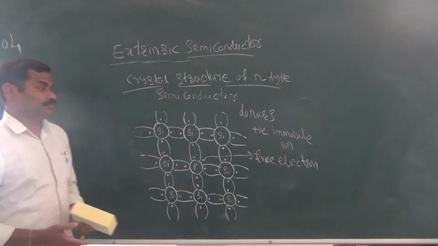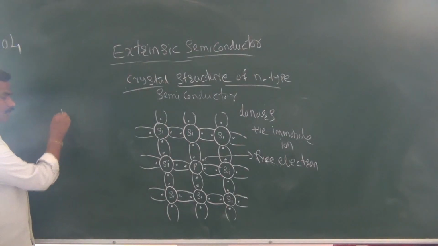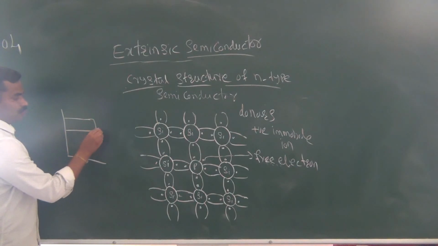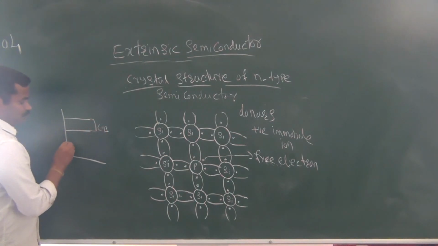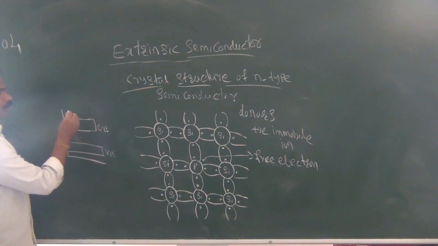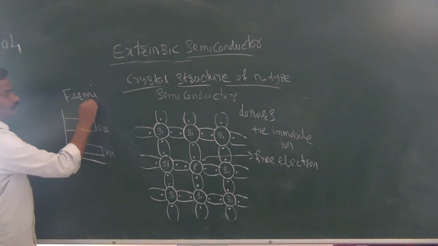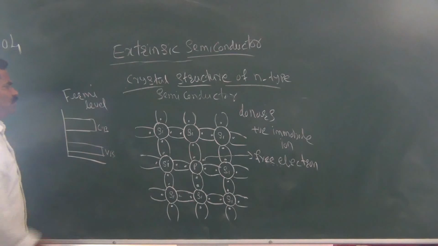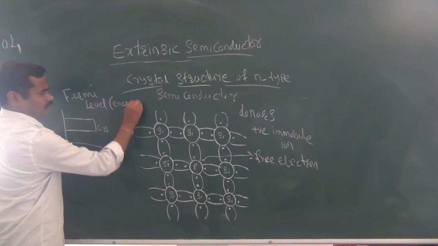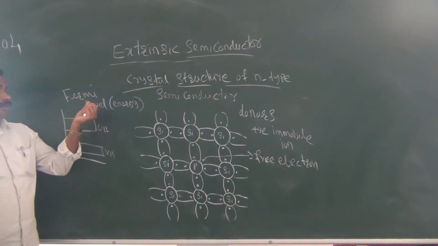Now we will go to the energy band diagram. This is the conduction band, and this is the valence band. Another thing you are studying is the Fermi level, also called Fermi energy. What is Fermi energy, or what is called the Fermi level?